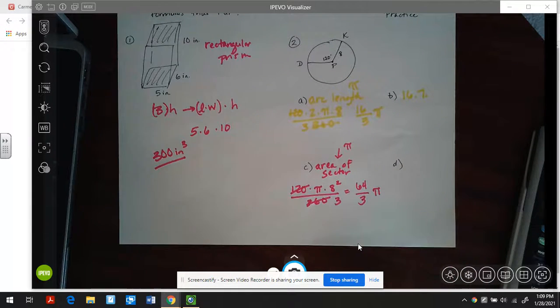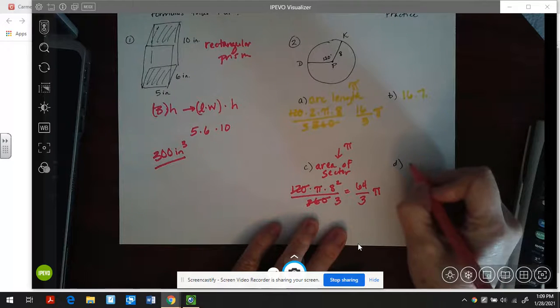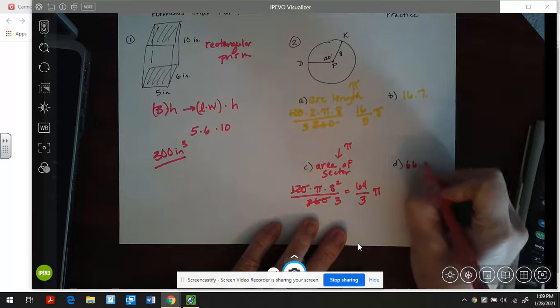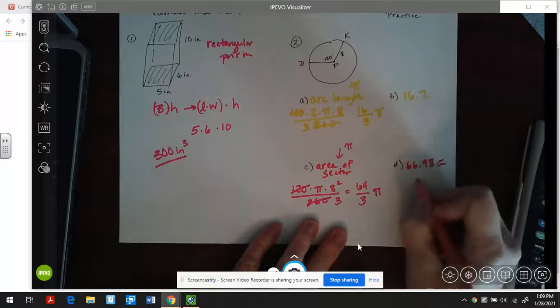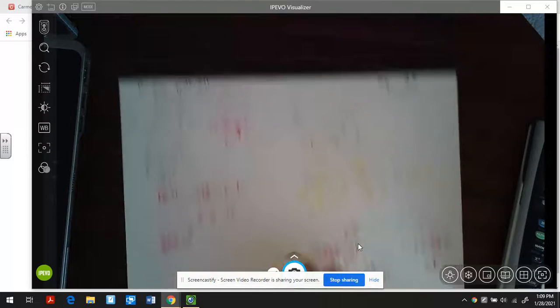For problem D, now please compute the decimal answer for the area, sorry. All right, using my calculator, 66.98, which I'm going to round up to 67. Other side.